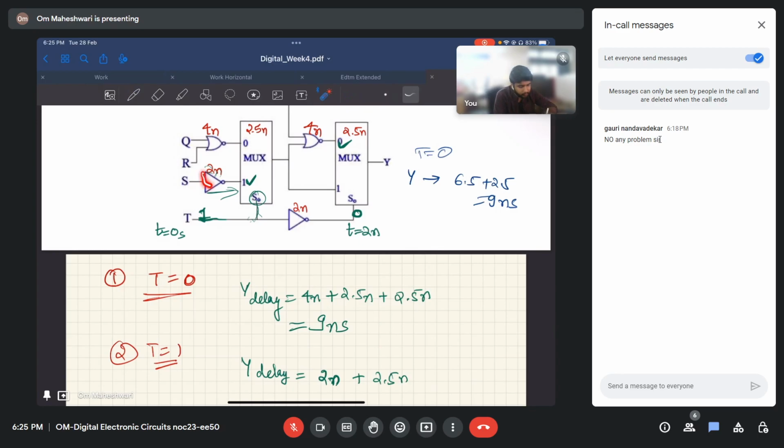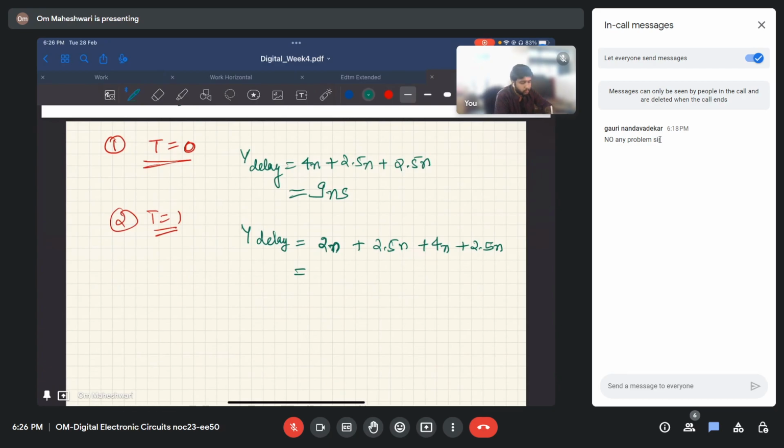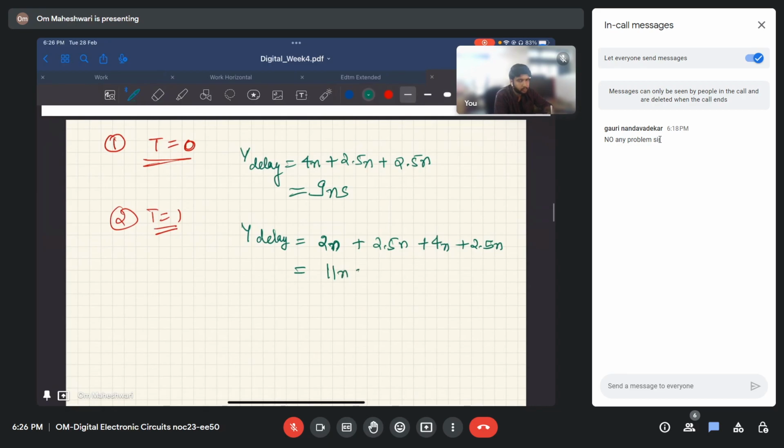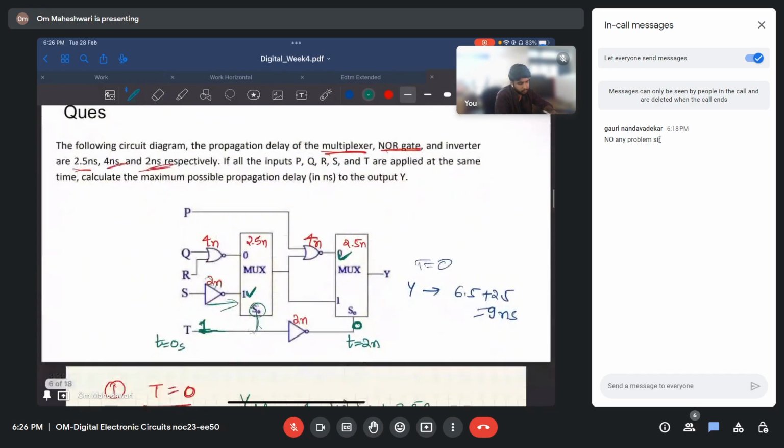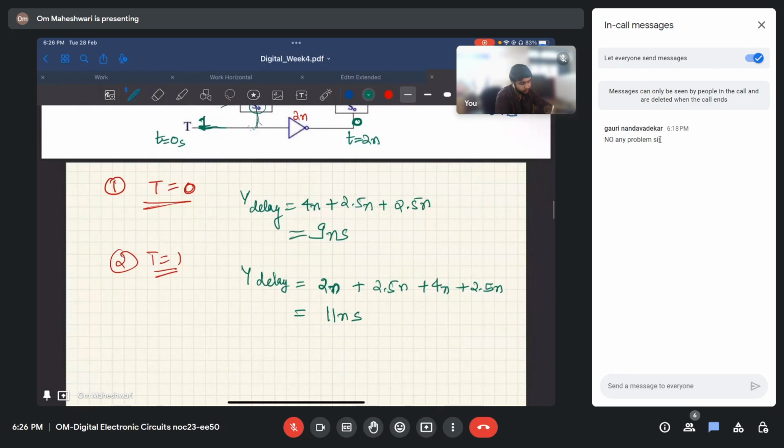Now we have done this and this. Now this select line is on, right? So 4n delay of here plus 4n. So till now we are here, here, and here. Now 2.5 delay for passing through here plus 2.5, this will give me what? 2.9, 10, 11. So 11 nanoseconds. So the maximum possible propagation delay is 11 nanoseconds.